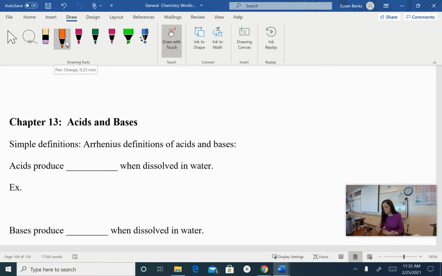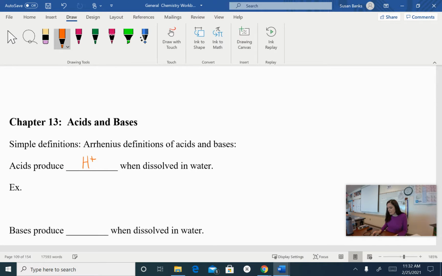And yes, there are more definitions of acids and bases, but they are beyond the scope of this class. If you have questions about them, please feel free to come and ask me about them, and I'll be happy to share them with you. For an Arrhenius acid, acids produce hydrogen ions when dissolved in water.